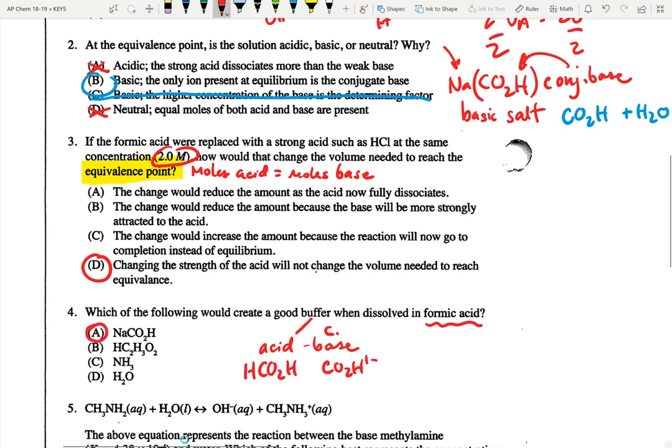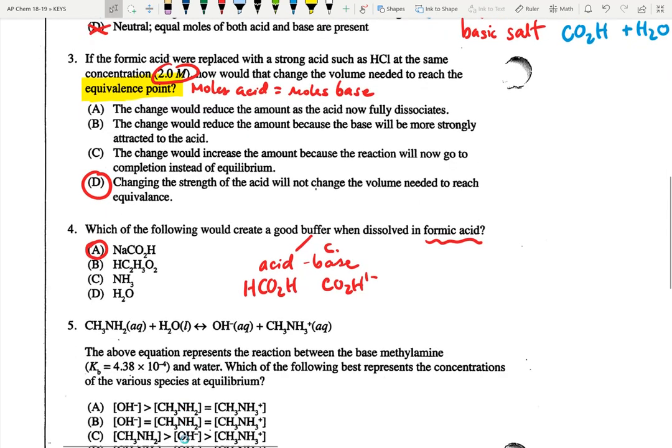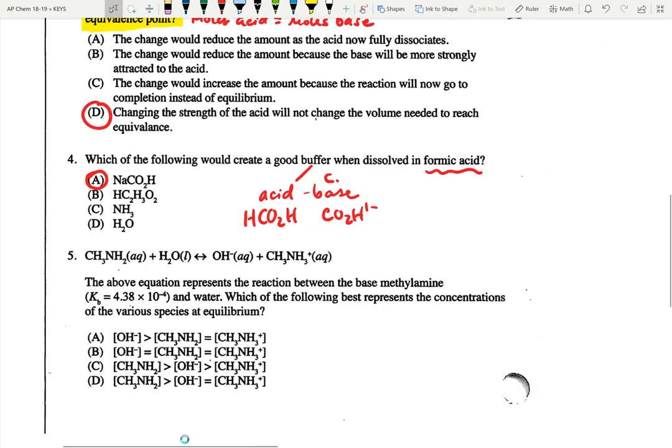So we dissolve sodium formate into formic acid, and we'd have a great buffer, especially if we had equal moles of those things. That would be the ideal buffer.